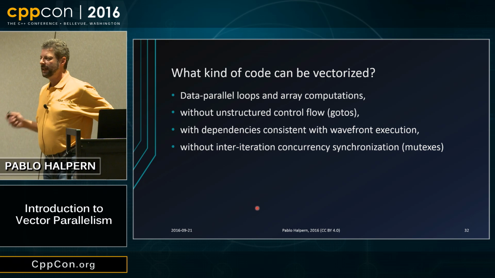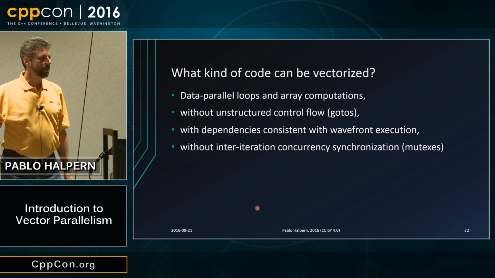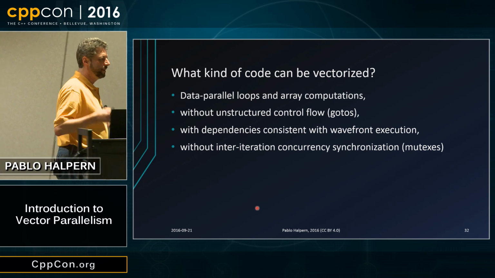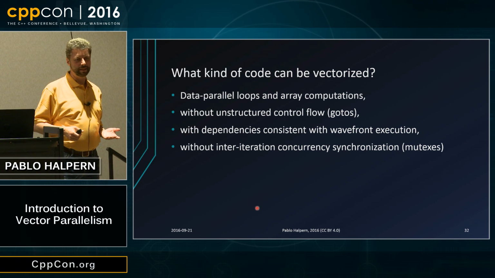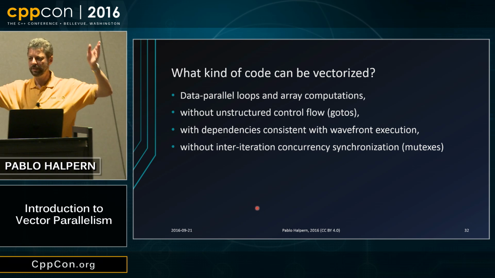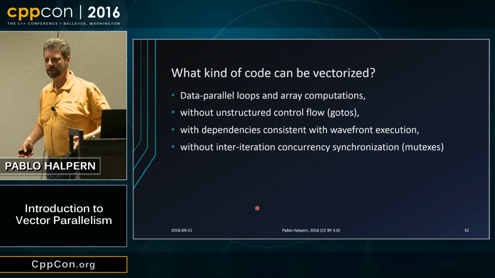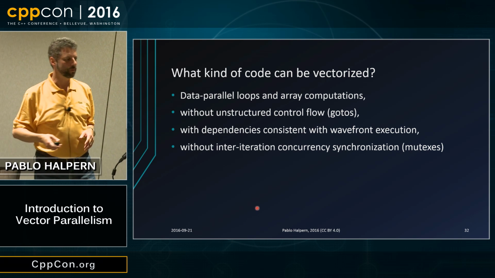Okay, so what kind of code can be vectorized? Well, data parallel, that's the thing you should be thinking of. If it's data parallel, then it's maybe a good candidate for vectorization. A whole bunch of data items, same computation, more or less, on all of them. That's what you should be looking for.